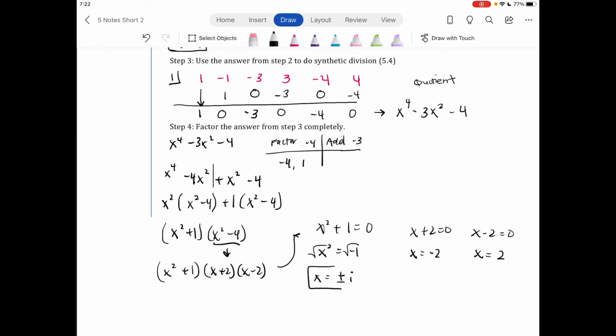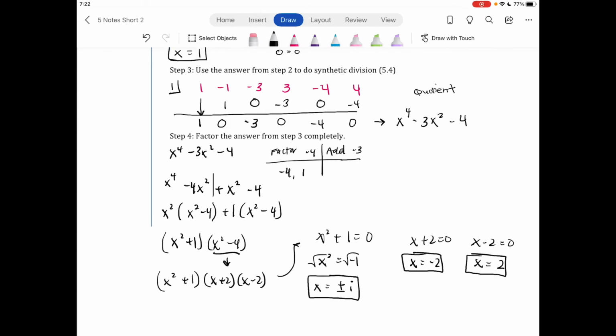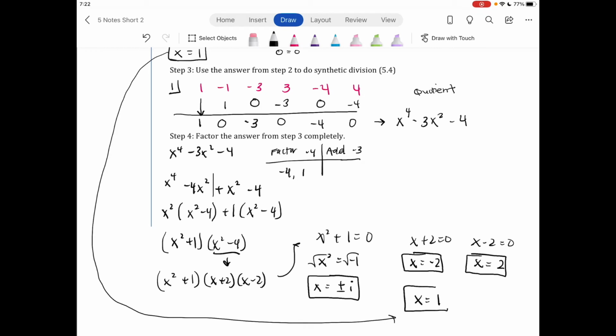So here we get two solutions with the plus or minus i. We get another solution with x is negative 2, another solution, x is positive 2, and then from that second step when we were testing our roots, the fifth solution is x equals 1. We were looking for 5 solutions, and now we have found all 5 of them.